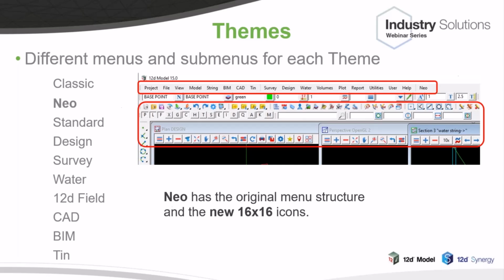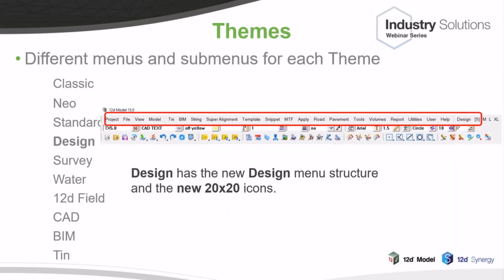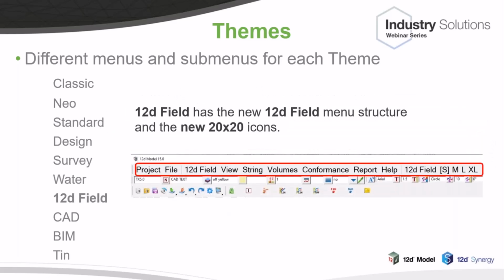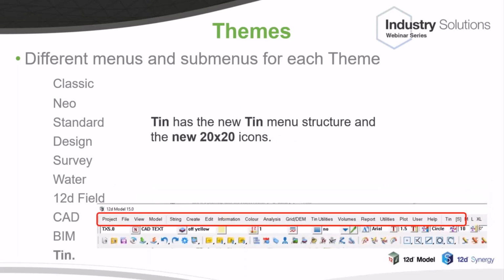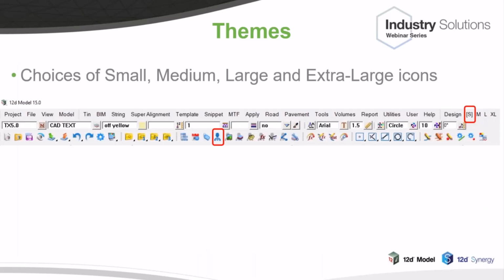Then we move on to the other themes. There's one called Standard, which has the original menu structure, but the icons are larger, they're 20 by 20. Then there's a design one, and you can see there's different things up the top. It's got the 2020 icons, then survey, one for water, 12D field, CAD, BIM, and for tin. So basically, you can change these to whichever one suits you at the time. But you also have those 20 by 20 ones, a choice of those icons. They can be the small ones, or you can go large up to extra large.